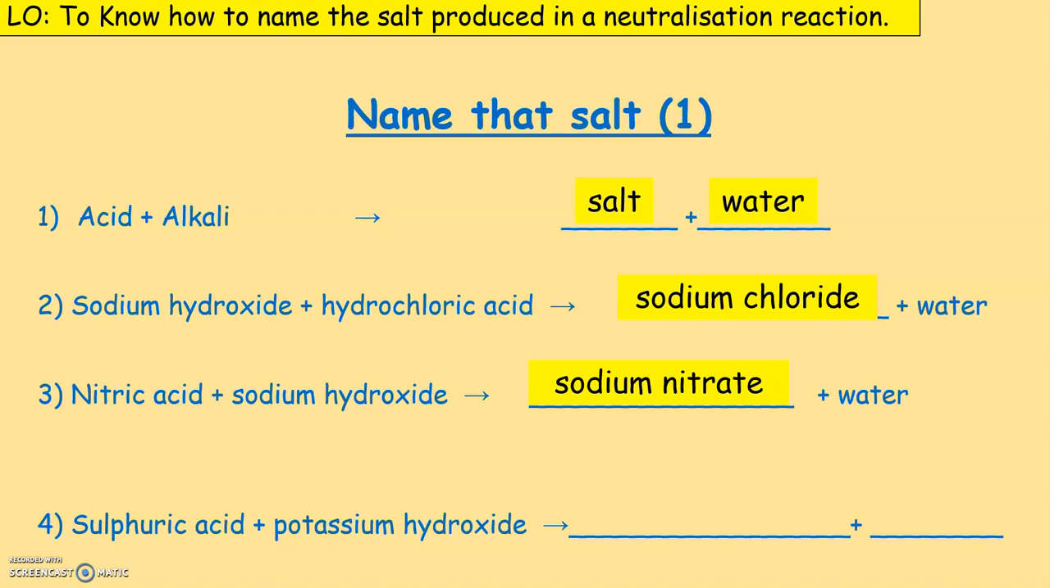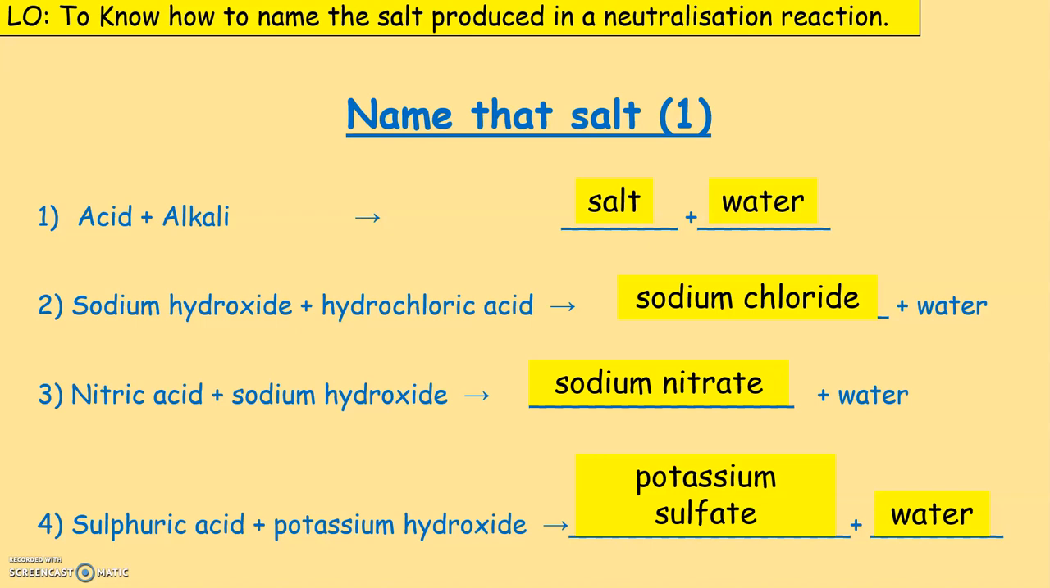Now, the next one says sulfuric acid reacting with potassium hydroxide. Potassium is the metal there, so it's going to be potassium sulfate. The second part comes from the acid, from sulfuric acid, and then it becomes sulfate, plus water. Again, you can always go back and watch the video to make more sense of it. Again, I would like you to pause the video, make your corrections, mark your work, and when you're ready, let's continue.